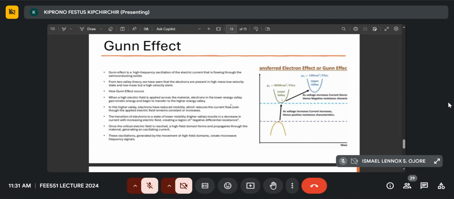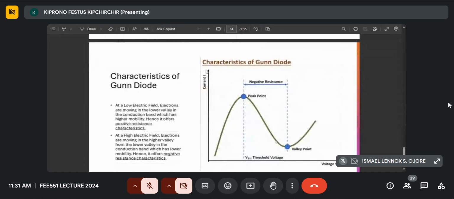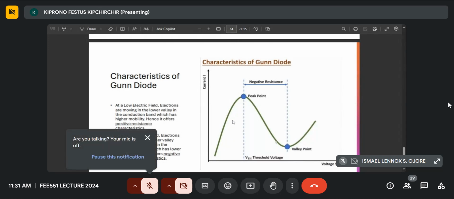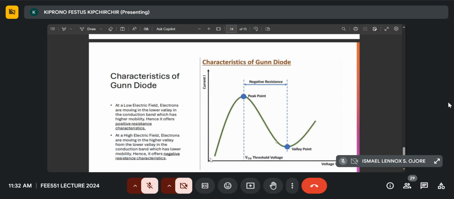These are the characteristics of a Gunn diode. As you can see, we have the current-voltage relationship. Initially, this depicts the lower valley. As voltage is increased, current increases, so the V equals IR relationship still holds. After a given threshold is met, electrons start propelling from the lower valley to the upper valley. Once that barrier is broken, a further increase in voltage does not increase current. As a matter of fact, current starts decreasing because of the difference in mobilities.